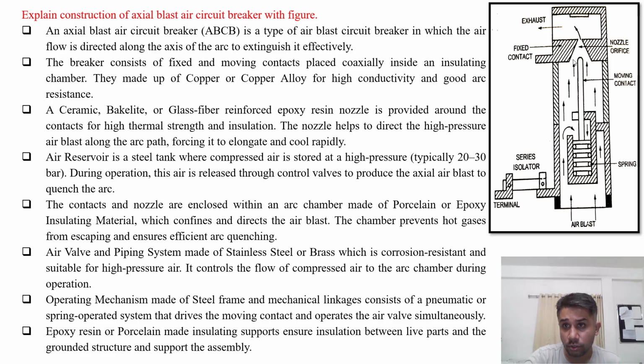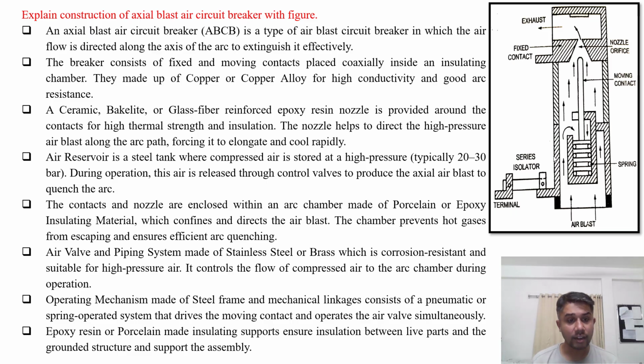This whole assembly is the arc chamber. Here is the arc chamber where the arc takes place. This arc chamber is made of porcelain or epoxy insulating material which confines and directs the air blast. This chamber prevents hot gases from escaping and ensures efficient arc quenching. The arc quenching takes place here in this arc chamber only.